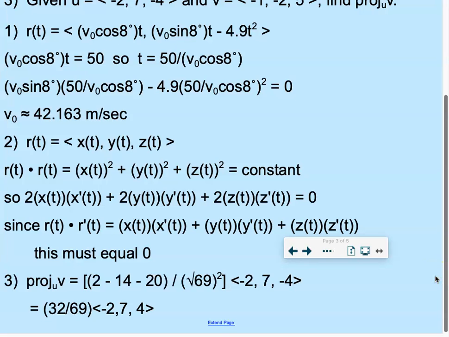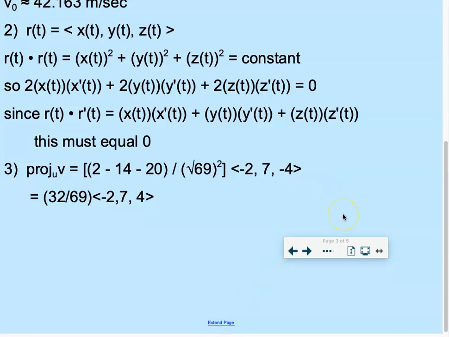And then the last one is just remembering the formula for a projection. So anyway, that's what I got: 32/69 times negative 274. There's really no surprises.